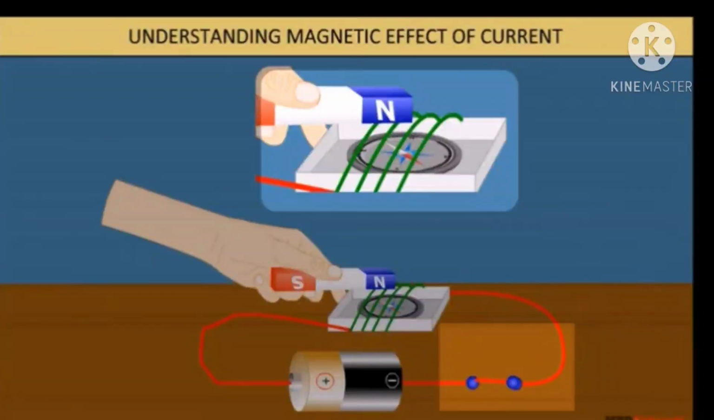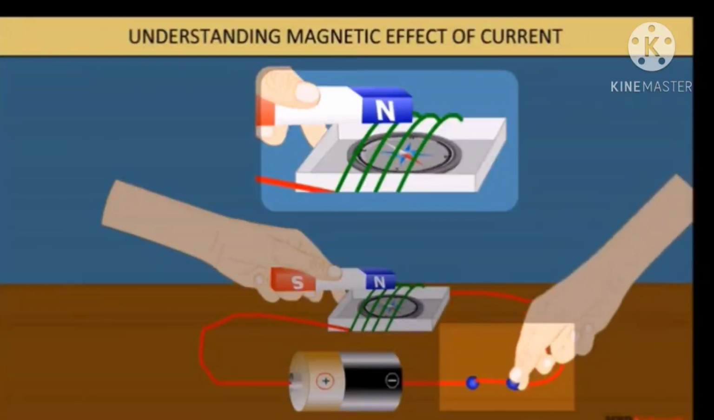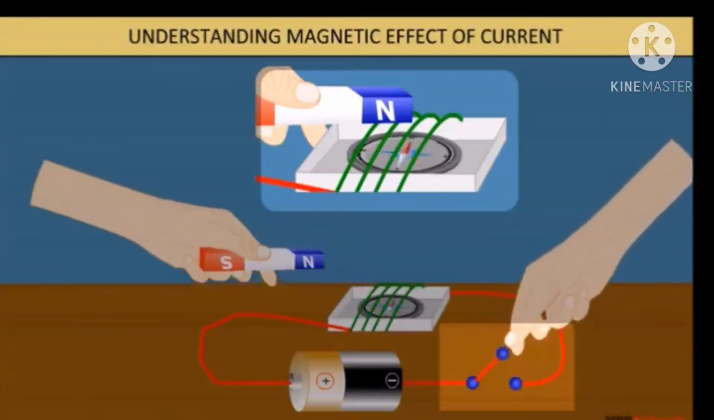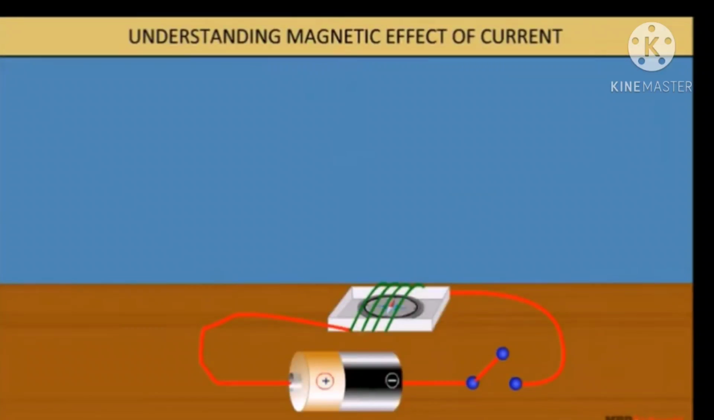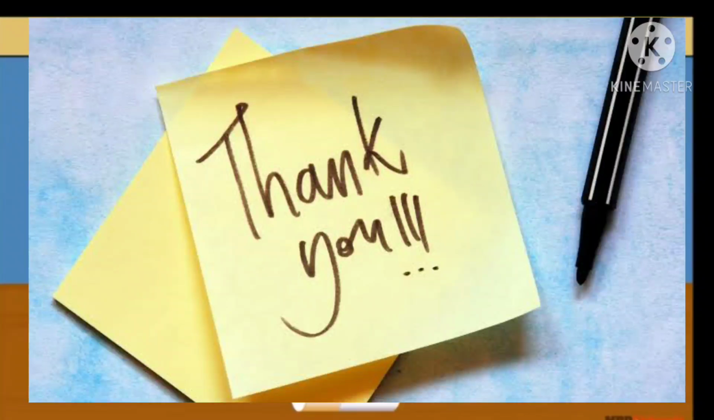We observe that the needle gets deflected. At the same time, move the switch to the on position. We will observe that the needle gets deflected again. Now, move the switch back to the off position. We will observe that the needle comes back to its original position. So, we conclude that when an electric current passes through a wire, it behaves like a magnet.